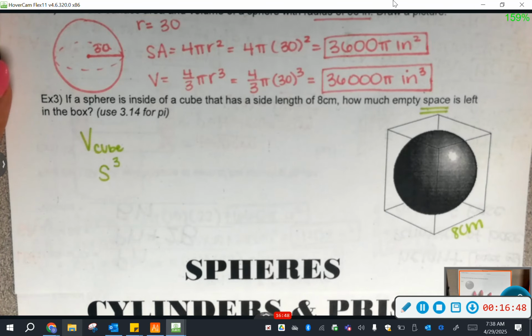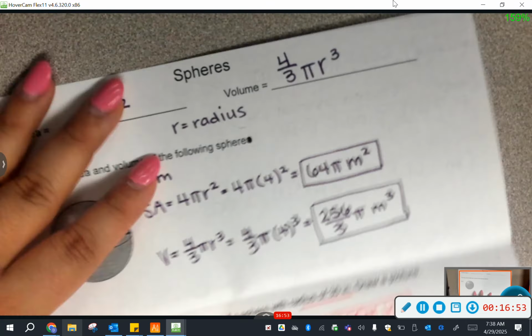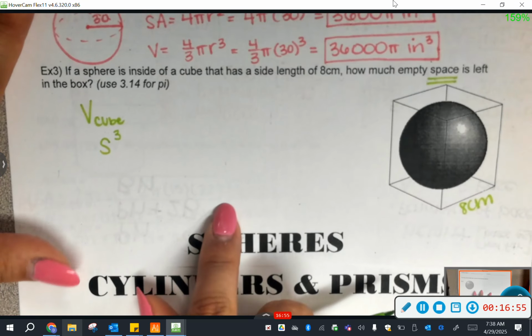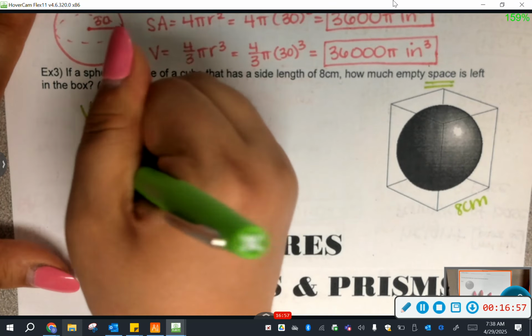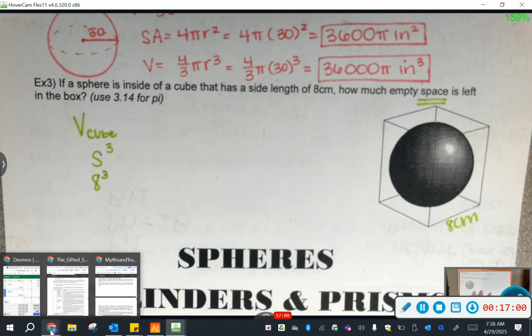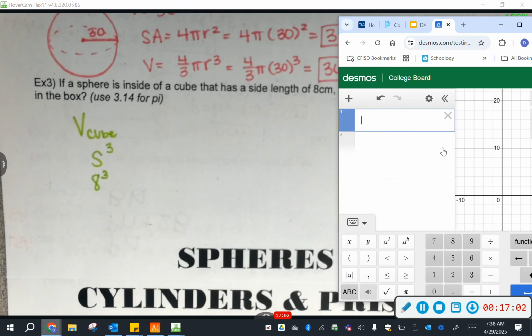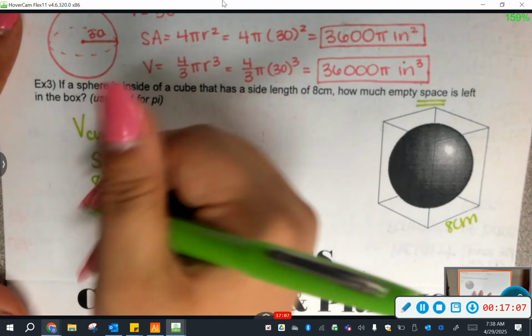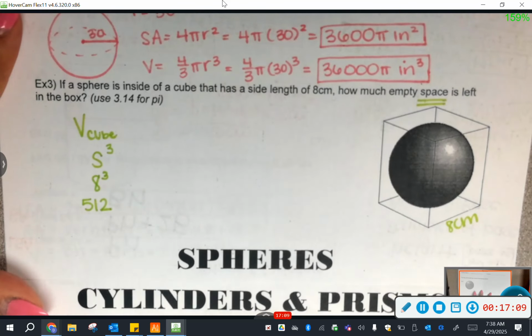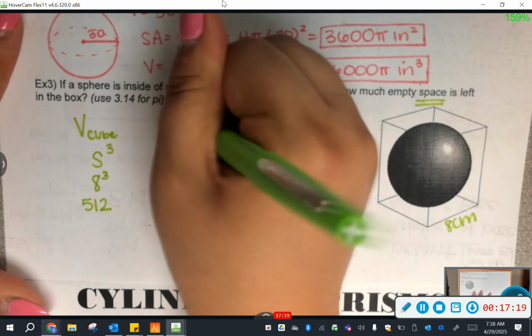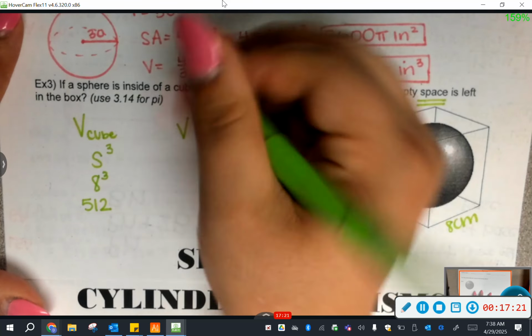Now, could you do volume like we did yesterday and do big B times h? Sure. But this is easier to me. So then I'm going to do 8 cubed. And what is 8 cubed? 512. And then I'm going to have to find the volume of the sphere.